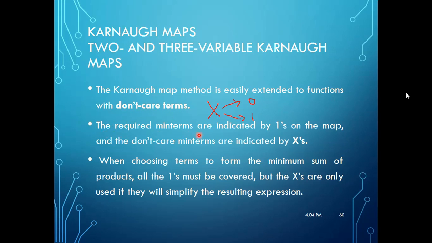So the required min terms are indicated by ones on the map, and don't care min terms are indicated by x. Usually, whenever you have an expression for a problem, maybe f is equal to a bar b bar plus b c bar, this particular thing you are going to plot into the K-map. Seeing the min terms, you are going to plot ones on the K-map.